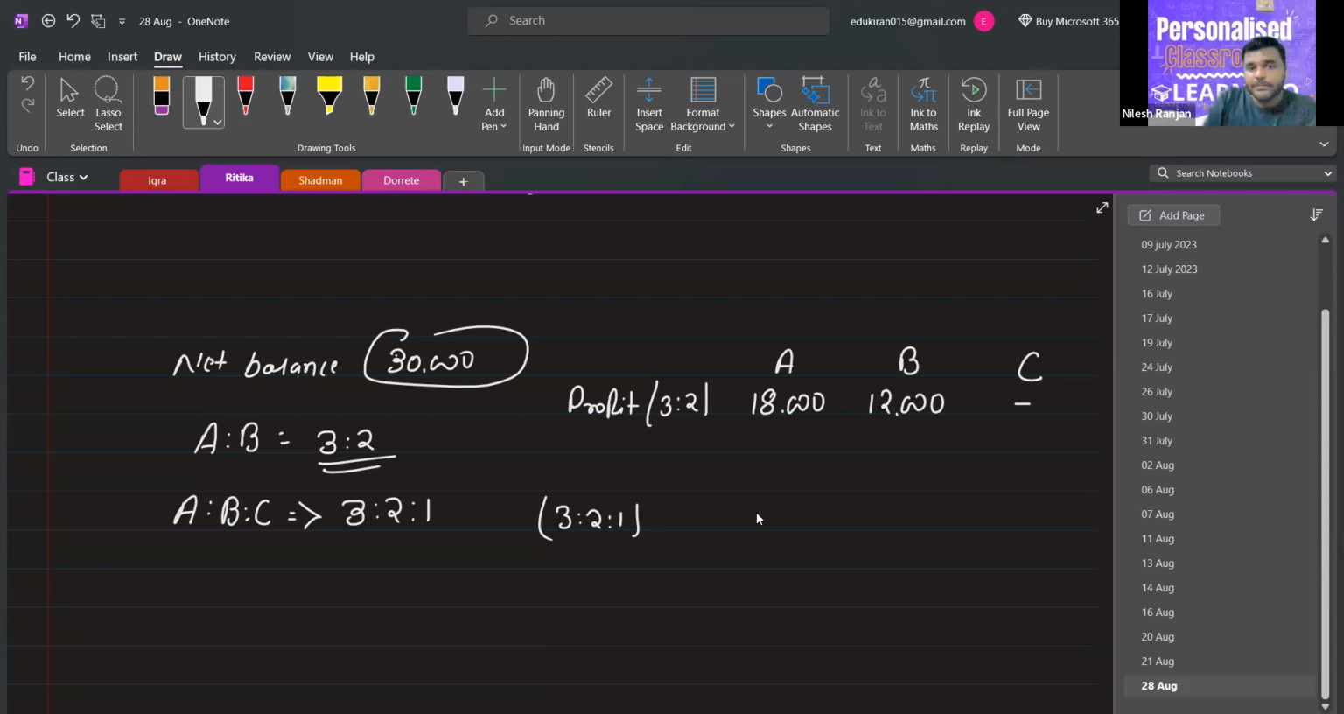So A will get 15,000, B will get 10,000, and C will get 5,000.